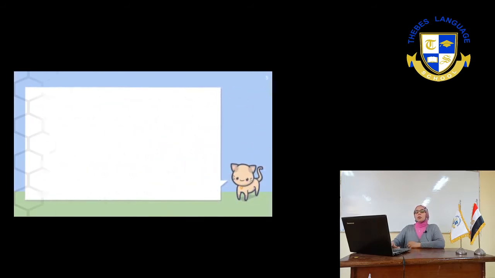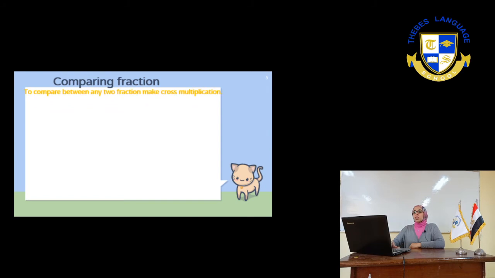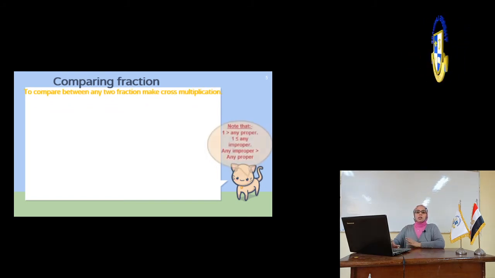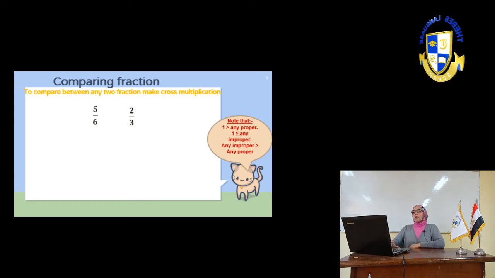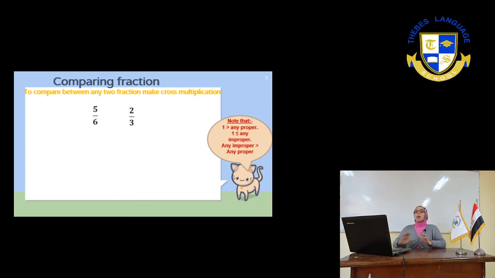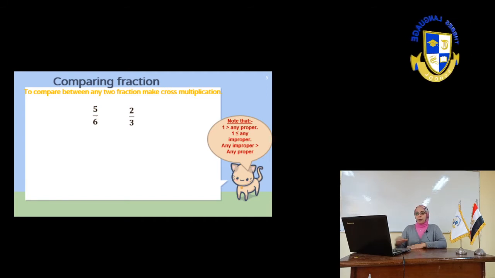Now, the next part of our lesson: comparing between fractions. If you want to compare between any two fractions, just make a scissors cross multiplication. Note that 1 is bigger than any proper fraction, 1 is less than or equal to any improper fraction, and also any improper fraction is bigger than any proper fraction.